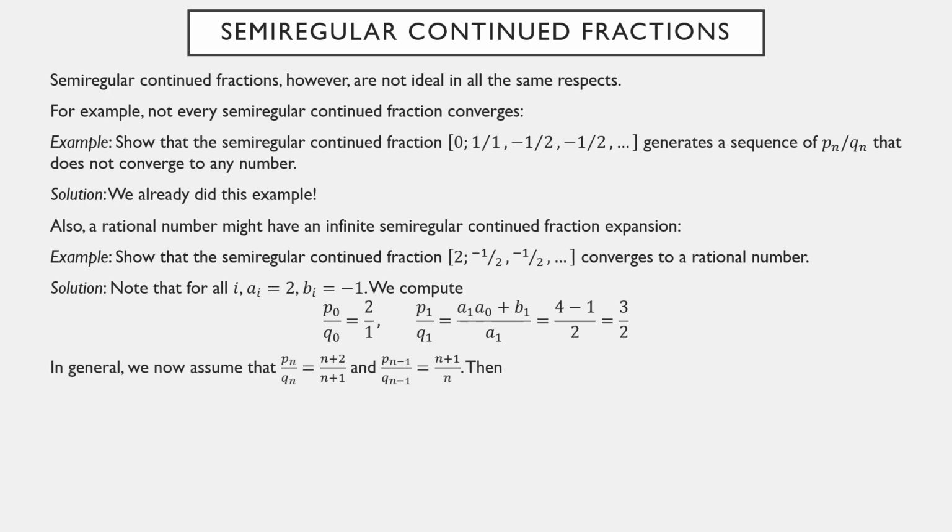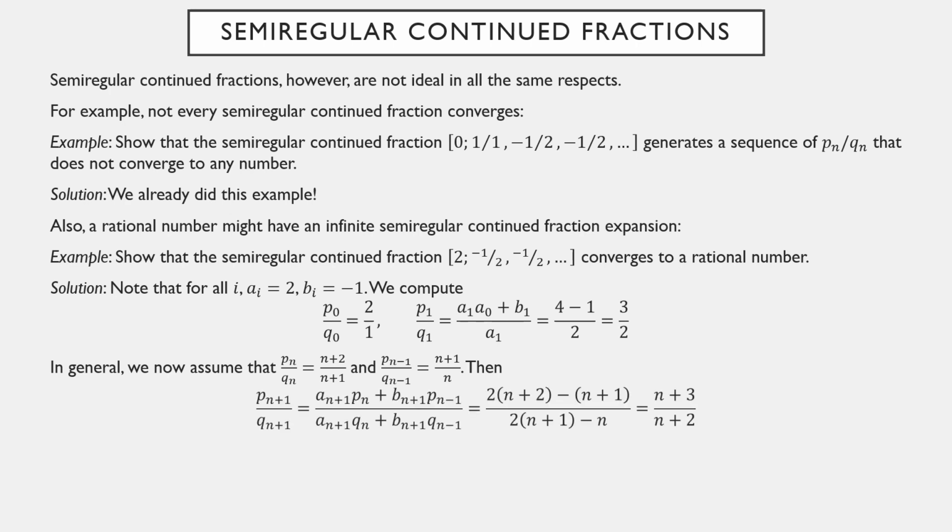In general, let's just assume that that pattern continues for at least 2 consecutive terms. I mean, we showed it for index 0 and 1. That P_n over Q_n is n plus 2 over n plus 1, and the previous term, P_(n-1) over Q_(n-1), is n plus 1 over n. Then let's look at the next one. Remember, all of our a's are 2, all of our b's are minus 1. So this works out to be n plus 3 over n plus 2. The pattern continues. So every P_n over Q_n is definitely given by n plus 2 over n plus 1, and as n goes to infinity, that converges to the nice rational number 1. We have an infinite semi-regular continued fraction converging to a rational number, 1.